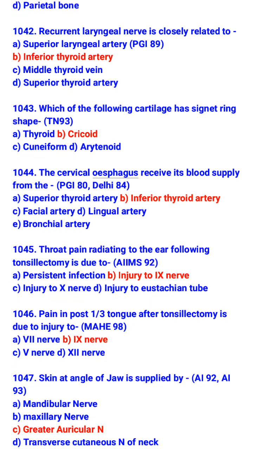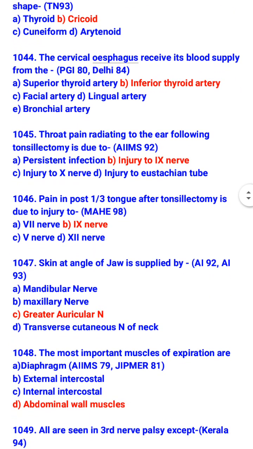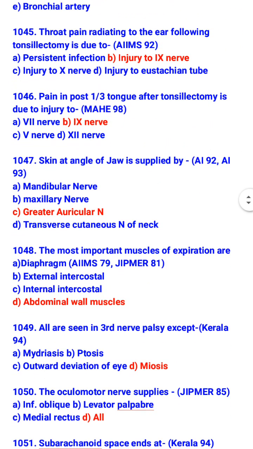Throat pain radiating to the ear following tonsillectomy is due to injury to the ninth nerve. Pain in posterior one-third tongue after tonsillectomy is due to injury to ninth nerve. Skin at angle of jaw is supplied by greater auricular nerve. The most important muscles of expiration are abdominal wall muscles.